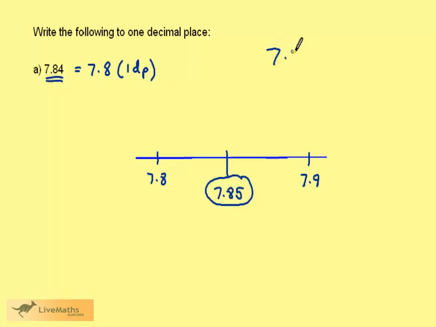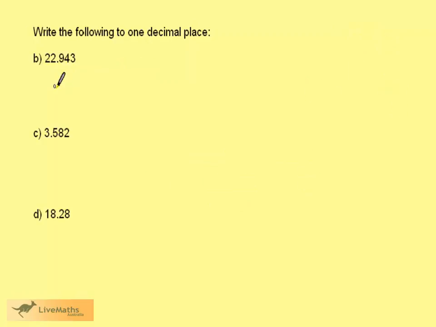If we look at our number 7.84, we can decide this by looking at the second decimal place. If the second decimal place is a 0 to 4, then it's going to be closer to the number below. And if it's a 5 to 9, it's going to be closer to the number above.